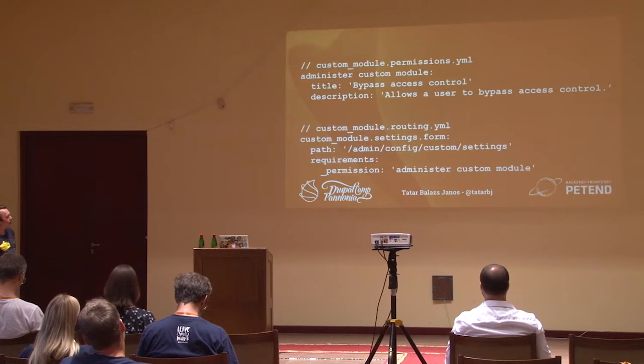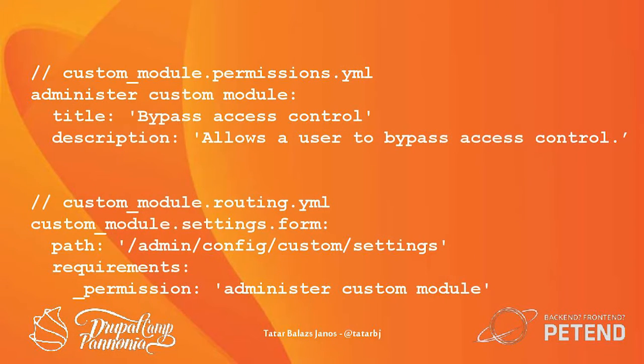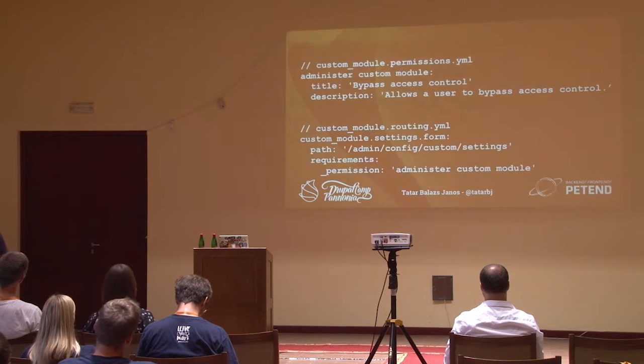Okay, here is another one. So we got a permissions YAML and a routing YAML. The permissions define a new administer custom module permission with the given title and description, and the routing one uses it on a sort of admin path. Is it okay like this, or would you do something differently? There is one red. Let's give some more time to the others to digest this code. It's quite long.